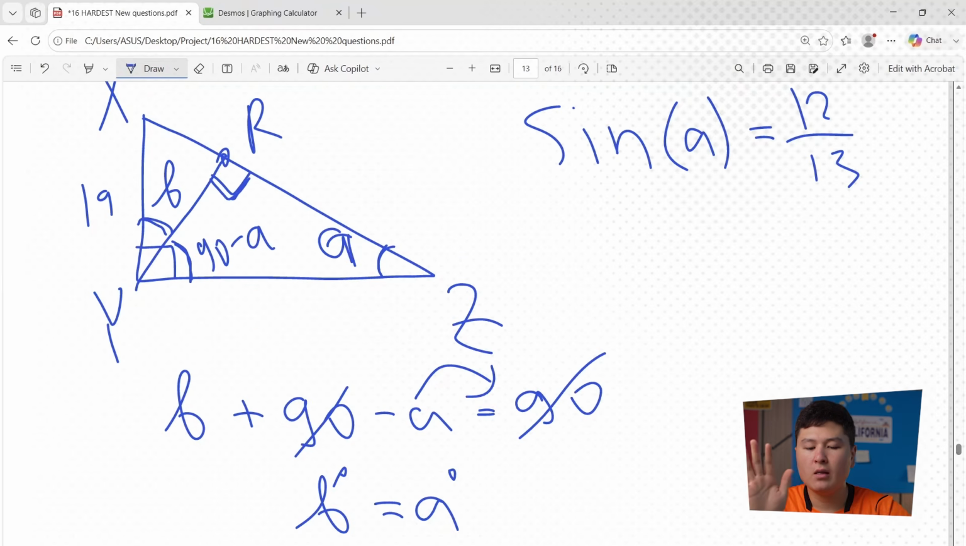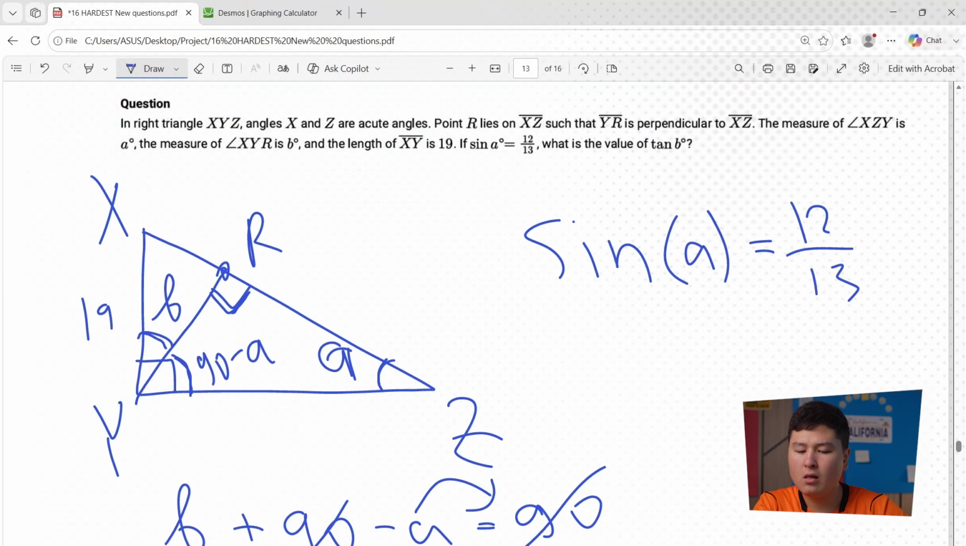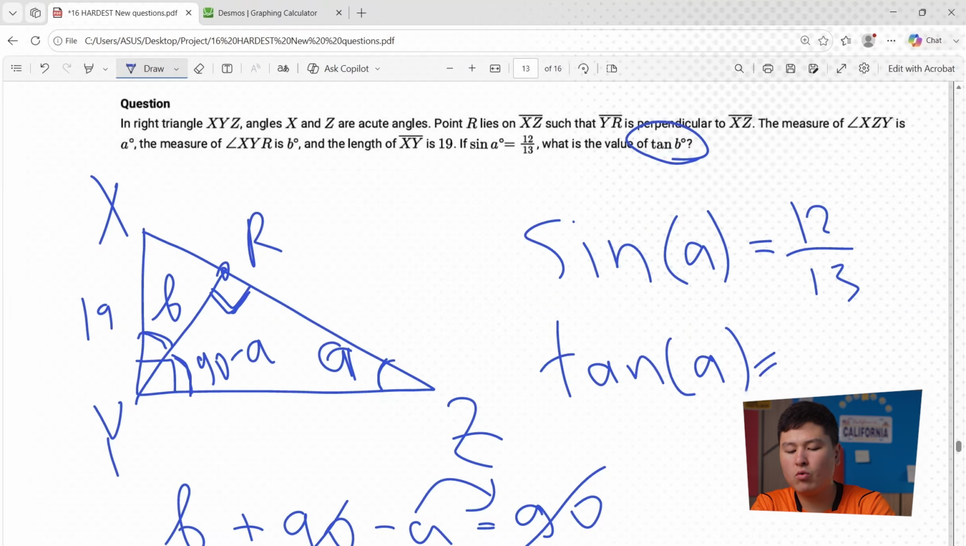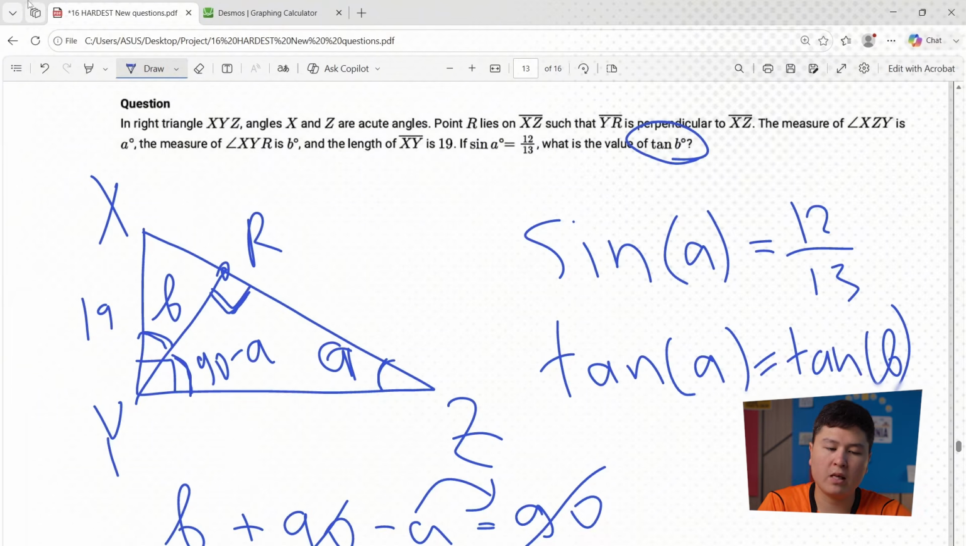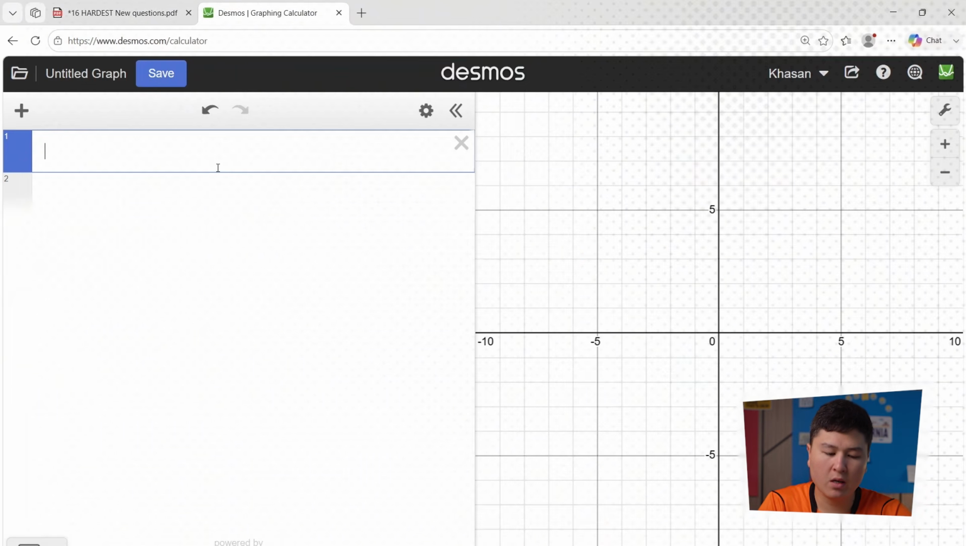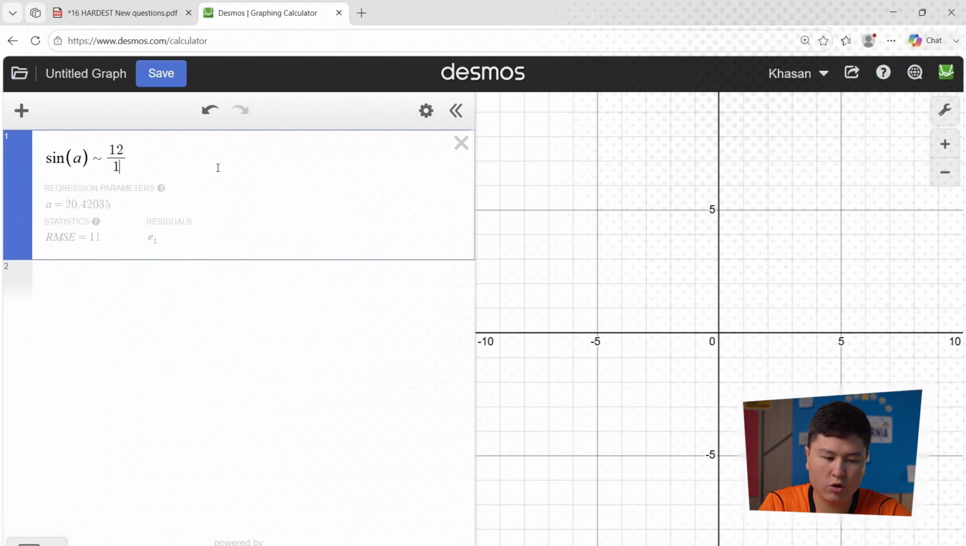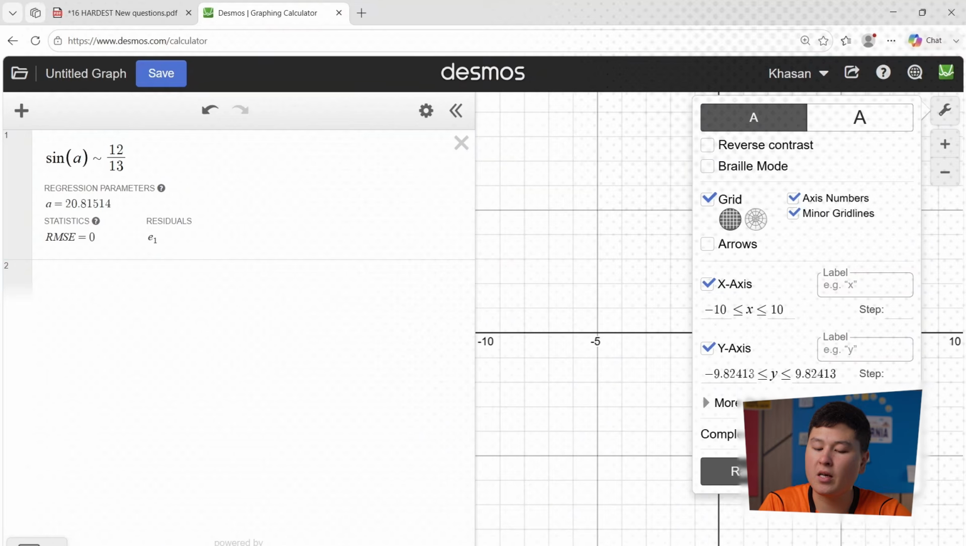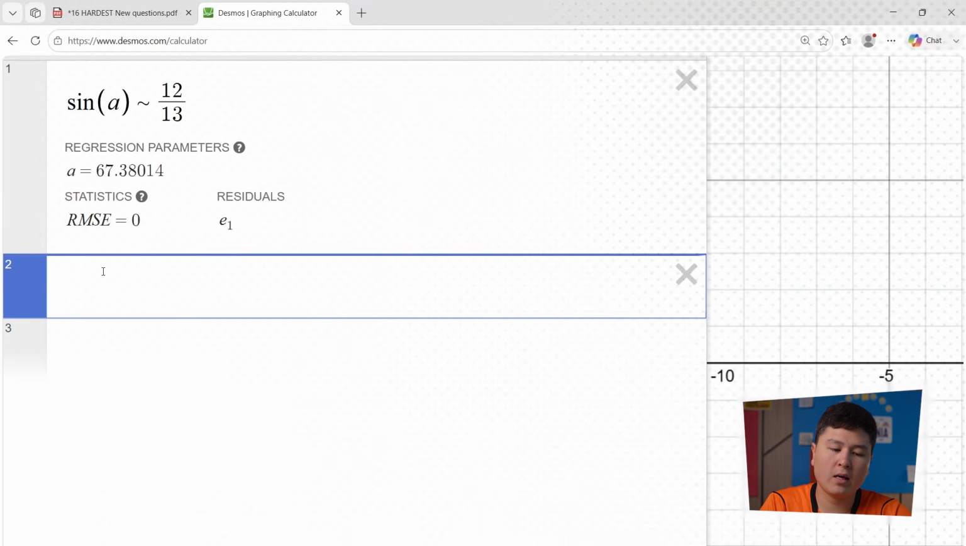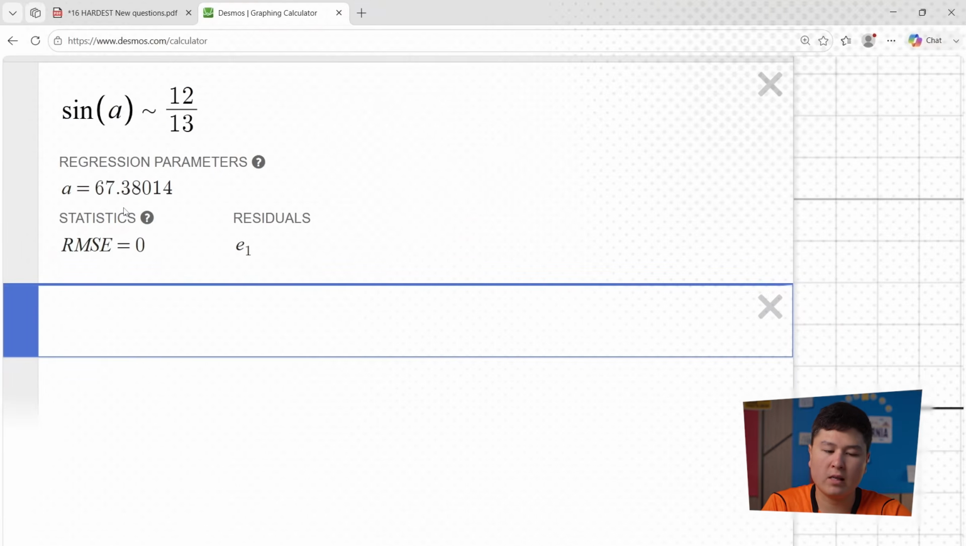And here, the question is asking you to find tangent B. That means if you find tangent A, that's just equal to your tangent B. And then you can just do it with the decimals like the rest of them here. Just write it down, sine A equals tilde 12 over 13 to find the value of A. But guys, you have to find it in degrees here. And that's giving us 67.3, like 67.